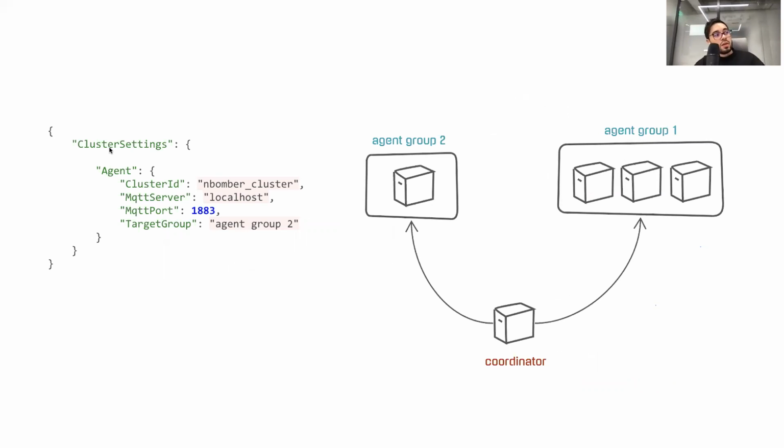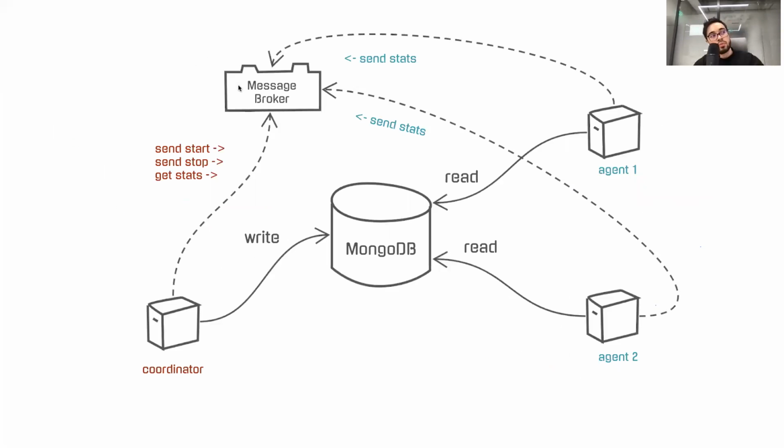Basically, this is an example of a JSON configuration for an agent. It's pretty short. Here I'm saying it's a cluster config, and I'm saying I'm an agent, and here I'm saying the cluster ID is NBomber cluster. You can put whatever you want, because when you're using the same broker, you can run several NBomber clusters in parallel, and they communicate through the broker.